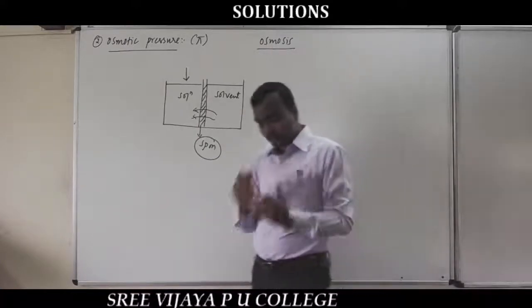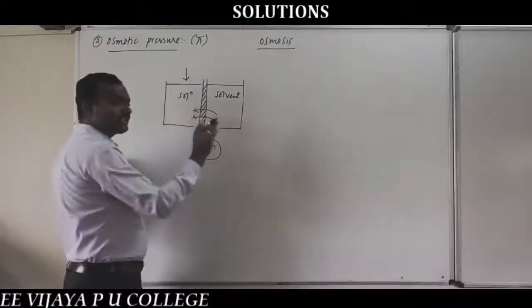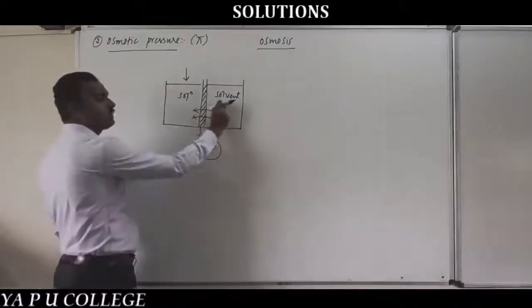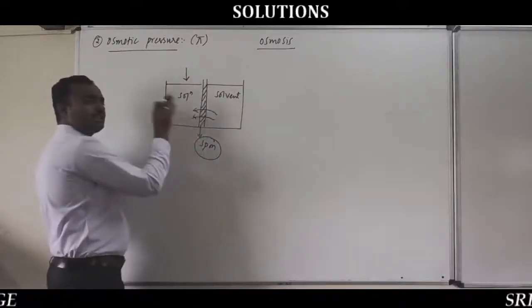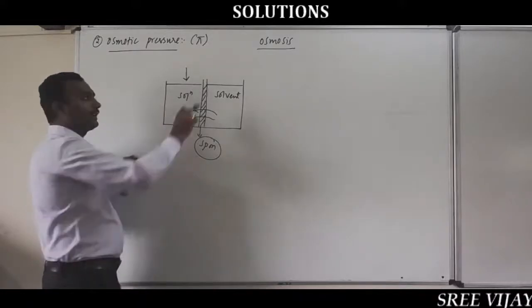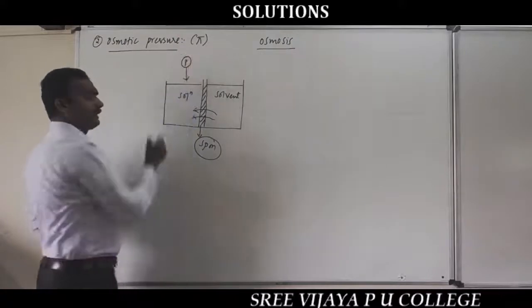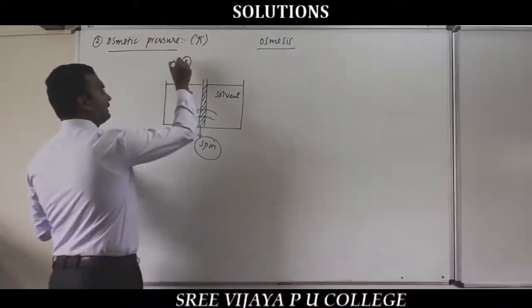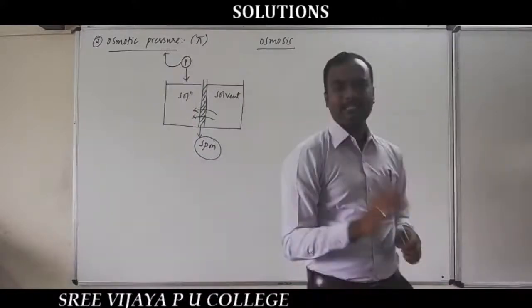Whatever pressure we apply on the solution side just to stop the flow of solvent molecules from the solvent to the solution side, to avoid and prevent that flow, we apply the pressure on the solution side. Therefore, the pressure applied on the solution side just to stop osmosis is called osmotic pressure. That is the concept behind osmotic pressure.